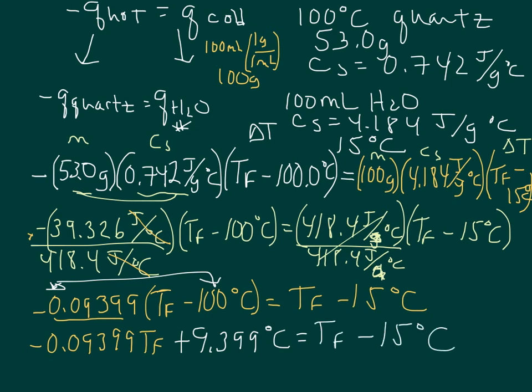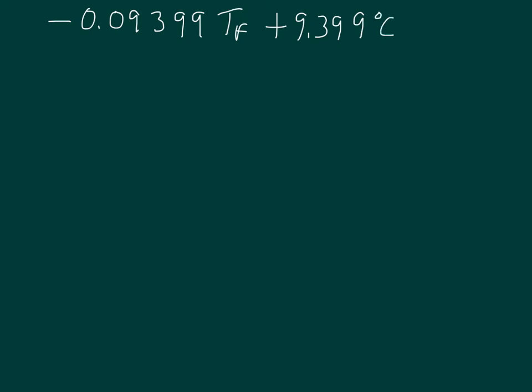Okay, now I'm going to go to the next slide, and then I'm going to write down what we have right here in this line, and then we'll continue solving it. So going with what we had before, negative 0.09399 times TF plus 9.399 degrees C is equal to TF minus 15 degrees C.